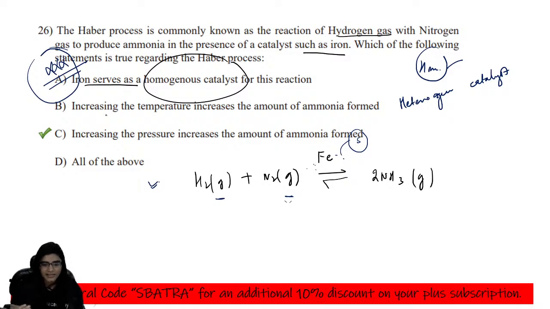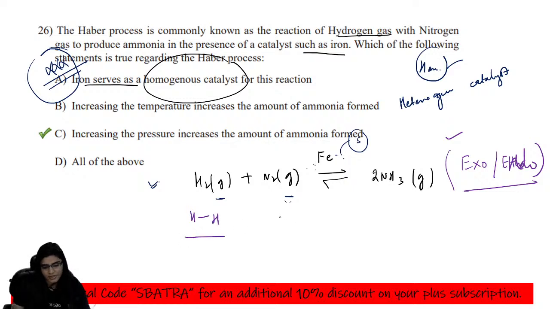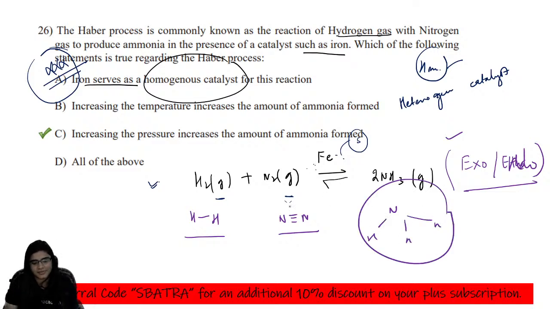Next is: increasing the temperature increases the amount of ammonia formed. Is it so? Is this type of reaction exothermic or endothermic? Everybody, comment down in the comment section. What do you think? Right, this is an exothermic reaction, because you break the hydrogen and nitrogen bonds and you are forming N-H bonds. This type of bond has more thermodynamic stability than the hydrogen and nitrogen bond. So yes, a stronger bond is forming, so definitely this is an exothermic reaction.